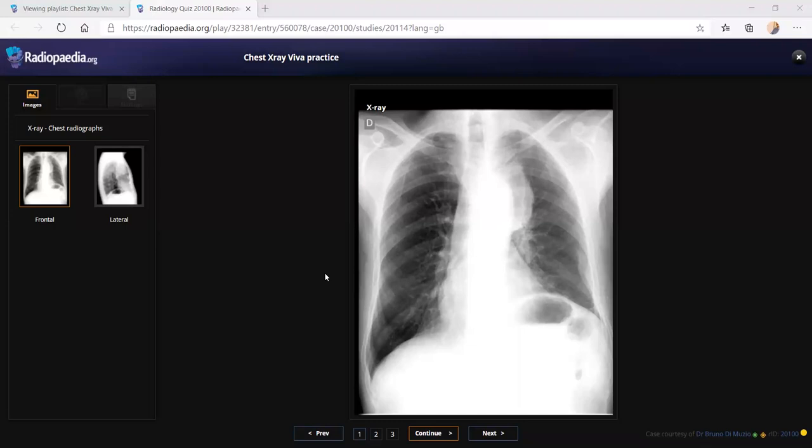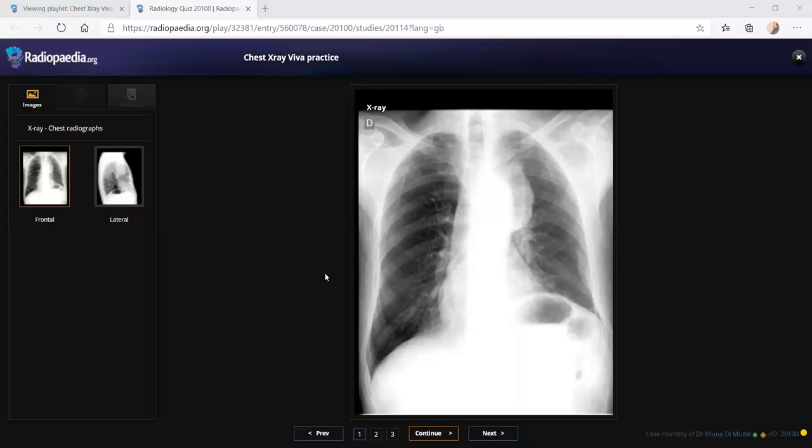Going with the features of the opacity which is present in the left paramediastinal region, it is not silhouetting the descending aorta. So it is not in the posterior mediastinum. So I'm thinking of the possibility of a superior mediastinal soft tissue lesion.